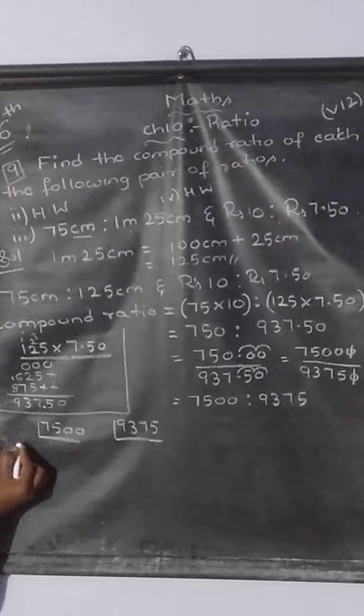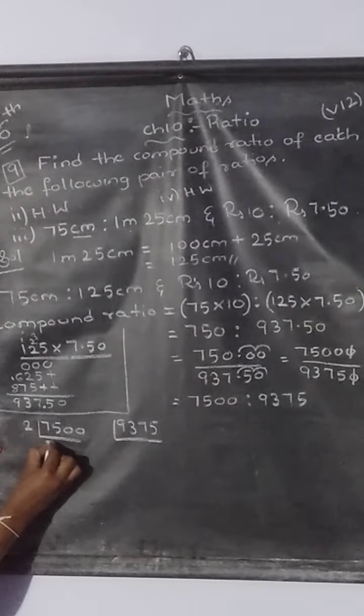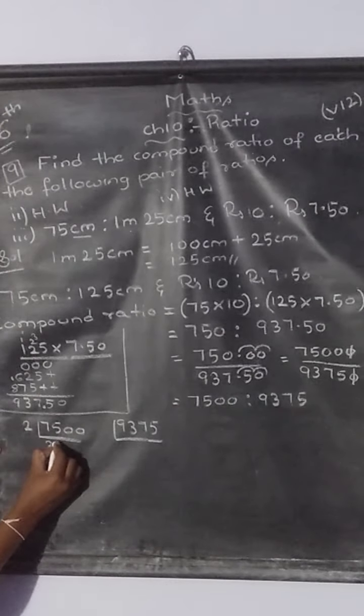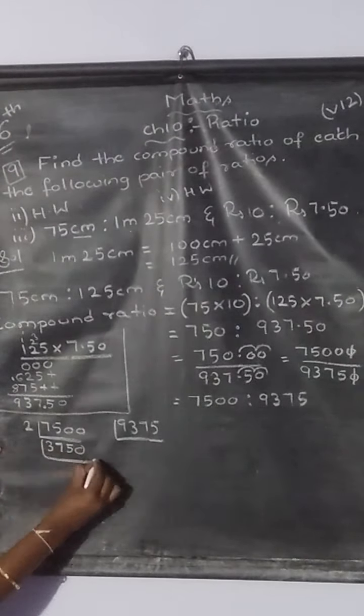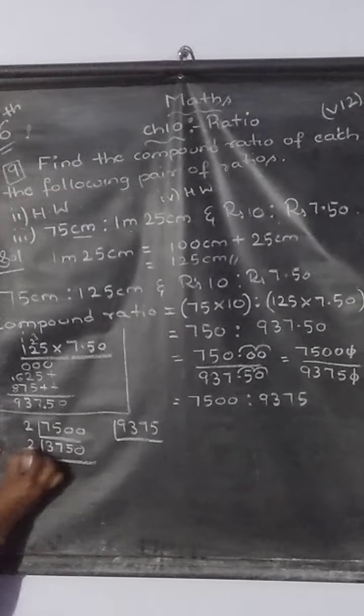See, 0 in the unit place. So, it will come in 2 1s are. 2 3s are 6, 1 remainder 15, so 2 7s are 14, 1 remainder 10, 2 5s are 10, 0. Okay. Again 0 in the unit place means it will come in 2 1s are.